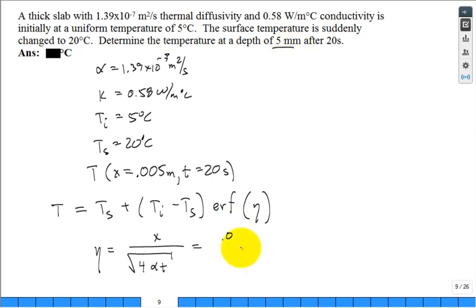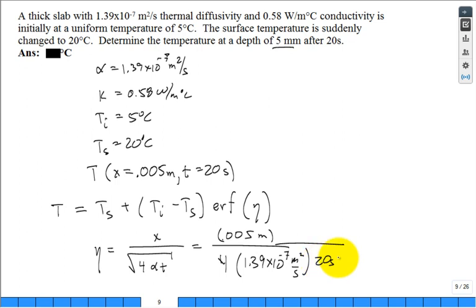The x is at a depth of 5 millimeters, 0.005 meter. And then 4 times alpha, 1.39 times 10 to the minus 7 meters squared per second. And then our time was 20 seconds. And we take the square root, and that eta becomes 1.499, something like that. Now, you have to go to the table.